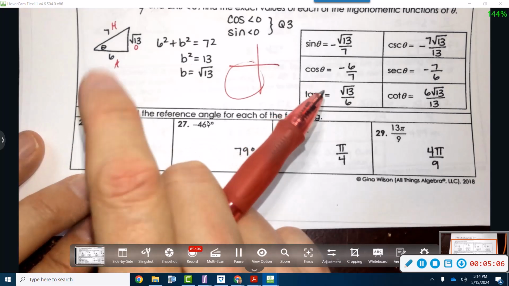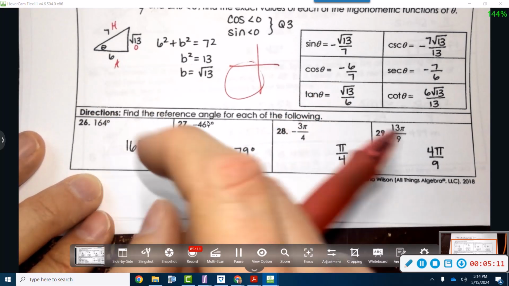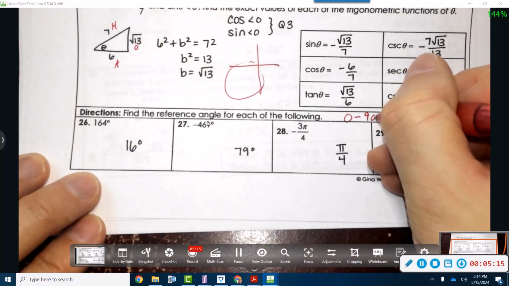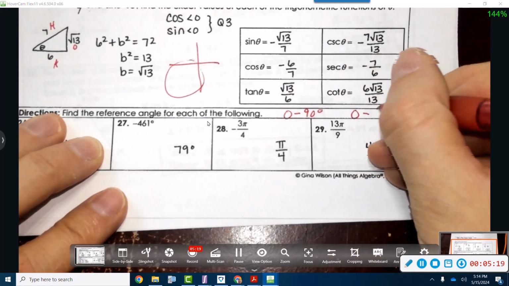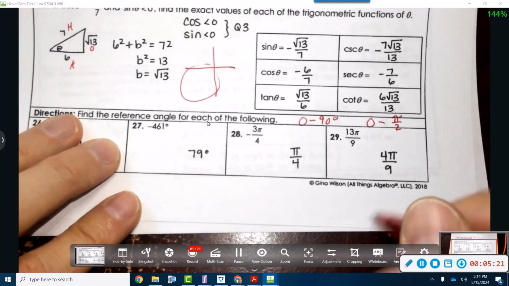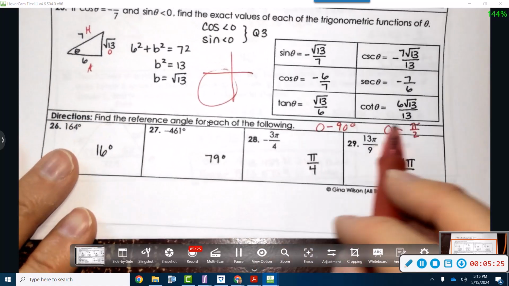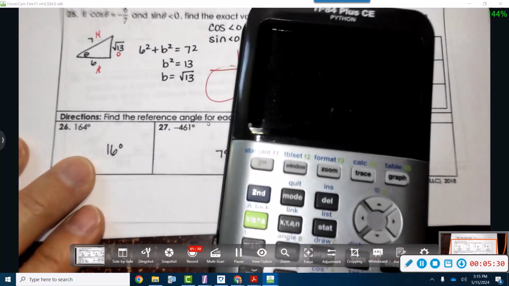Now, reference angles basically mean I'm trying to figure out how far I am from the x-axis, and I need to be from 0 to 90 degrees, and I have to be positive, or I have to be from 0 to pi over 2, and again, it has to be positive. Reference angles are basically just what family does it belong to.